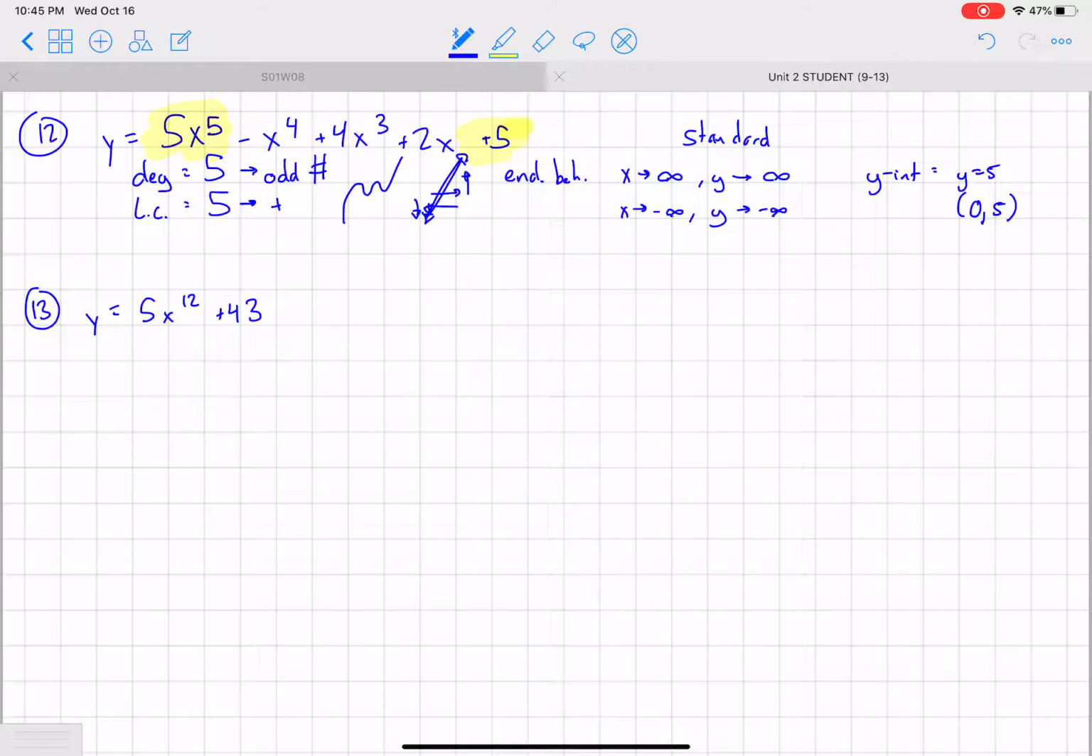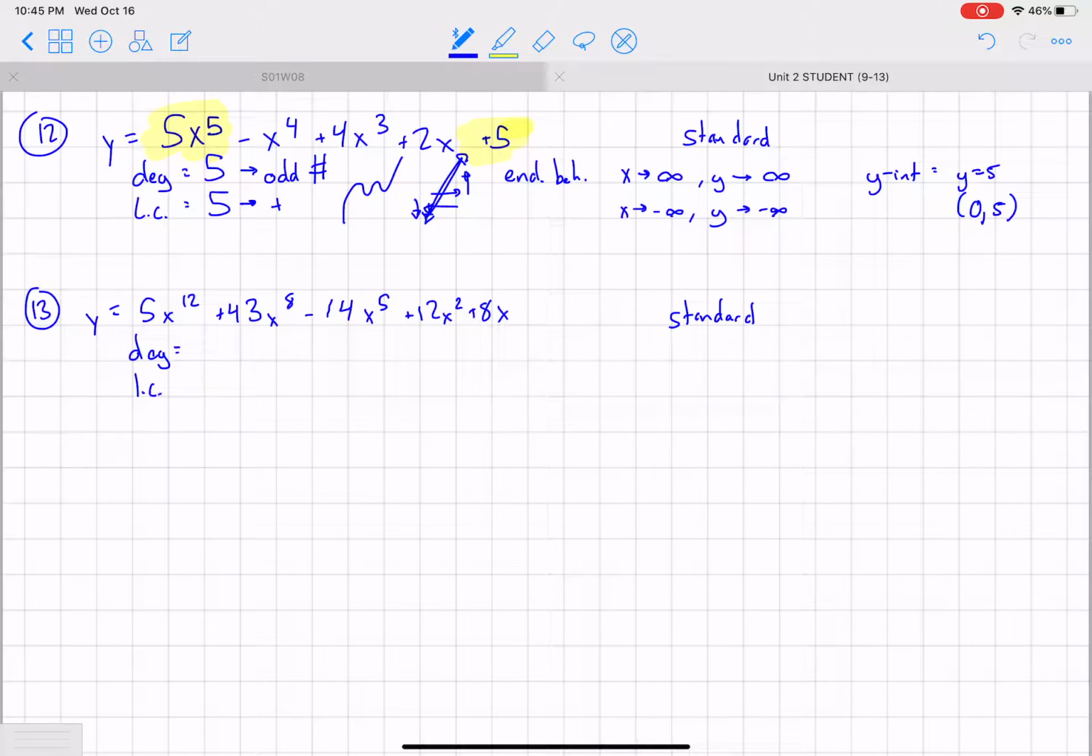The next one, we have y equals 5x to the 12th plus 43x to the 8th minus 14x to the 5th plus 12x to the 2nd plus 8x. If you tried to graph this, your calculator would probably get mad at you and just wouldn't do anything. So it's in standard form again.